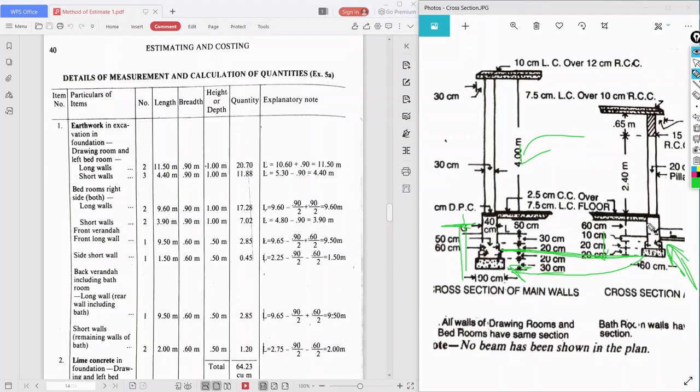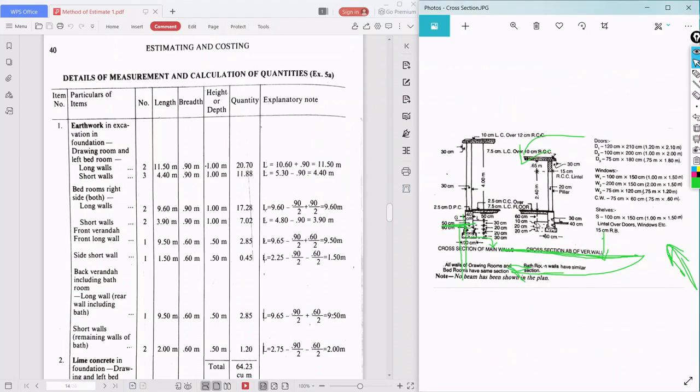So whenever this 20 centimeter wall connects to the 30 centimeter wall, it connects at the level of the second footing, that is at the 50 centimeter width. Why I am telling you this point, you will get to know further. Just remember, this level is equal to the second footing of the cross section of the main wall.